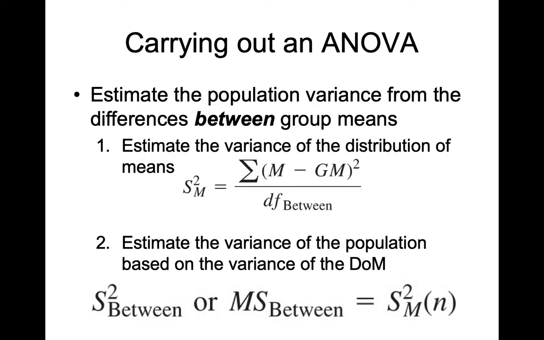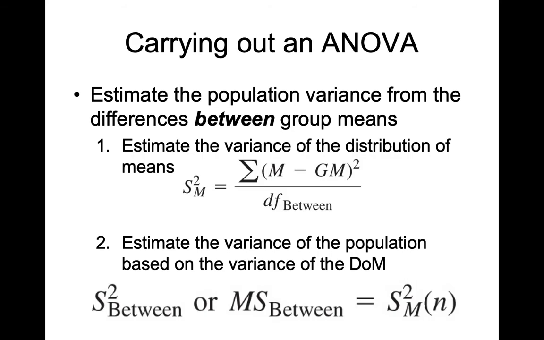The second method is to estimate the population variance from the differences between the group means. This is a two-step procedure. The first thing that we're going to do is estimate the variance of the distribution of means. This is based on the logic that the means from these three groups start to form their own distribution of means.